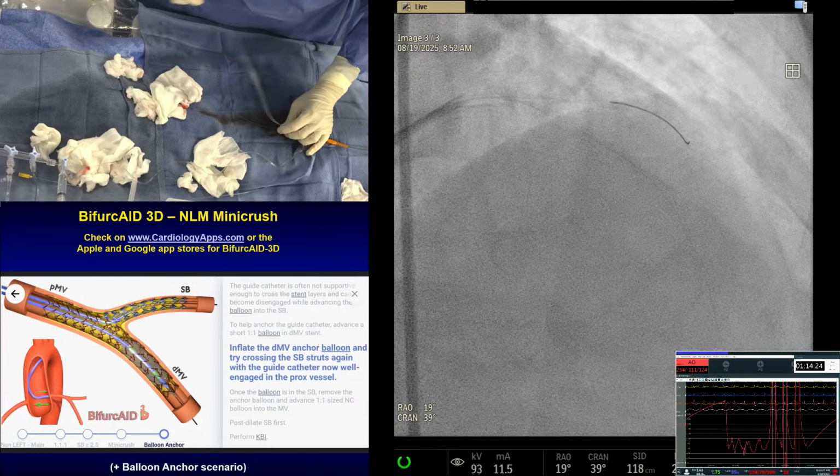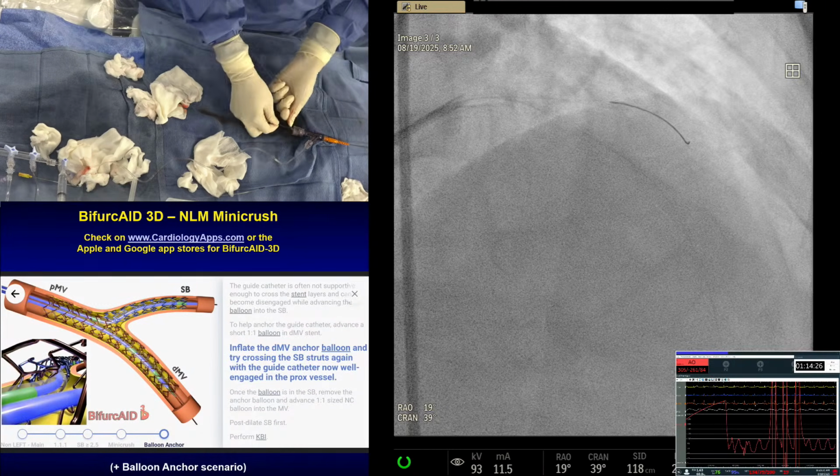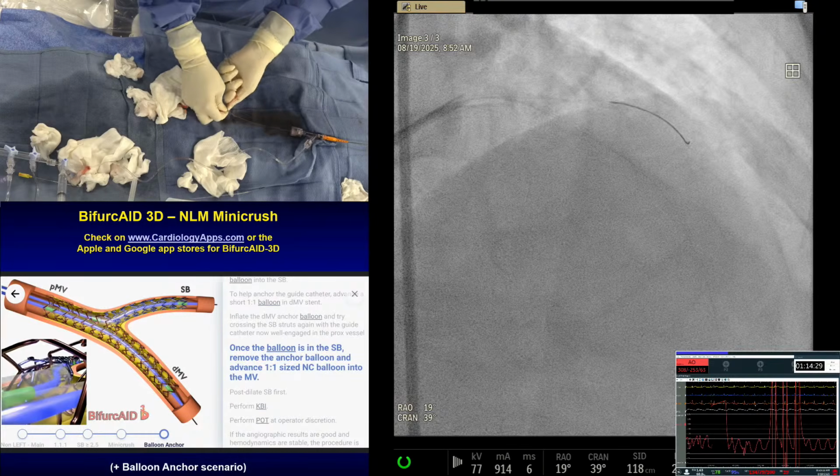We are not doing IVUS of the side branch, okay? Very important. Once again, bringing Dr.